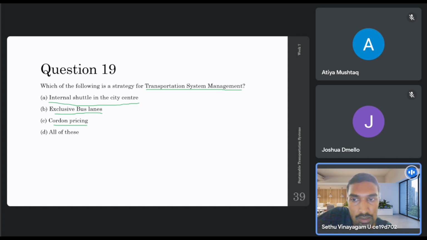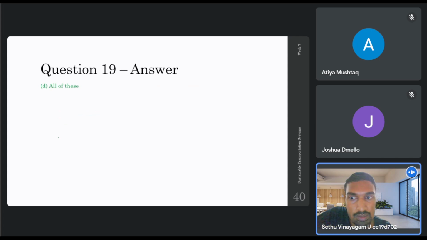And then cordon pricing again reduces the congestion in the CBD areas, especially during the peak hours when these are implemented. Right, so all these three come under managing the existing system more efficiently, and therefore they come under the TSM strategies. So the right option is D. It is all of these.